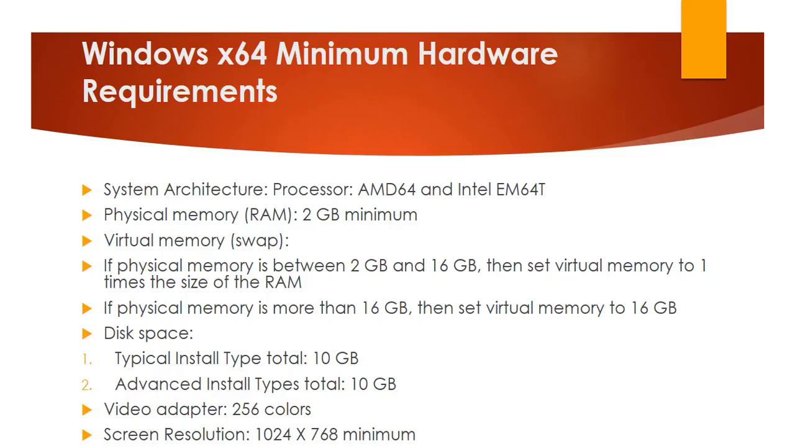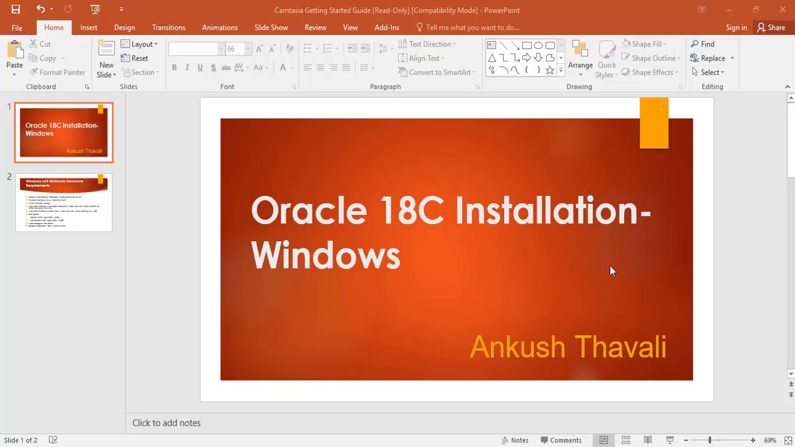So these are all the prerequisites which we have already taken, and we have sufficient RAM. Disk space is available, and again, for the processor, we are using the Intel processor. So everything is looking fine as a part of the prerequisites for the Oracle 18c database. And let us now see how we can install this Oracle 18c software.